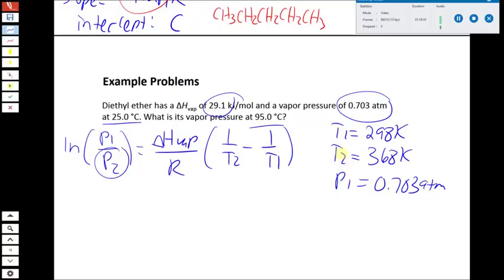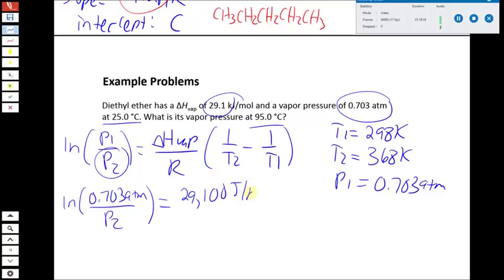All right, so we put numbers in. Natural log of 0.703 atmospheres divided by P2, which is our unknown, is equal to enthalpy of vaporization over R. Delta H of vaporization is 29.1 kilojoules per mole, but we need to convert it to joules because we're going to use the value of R that's in joules as well. So our delta H has to be 29,100 joules per mole, which we get by taking the kilojoule number and multiplying by 1,000, divided by R, which is 8.314 joules per kelvin mole.